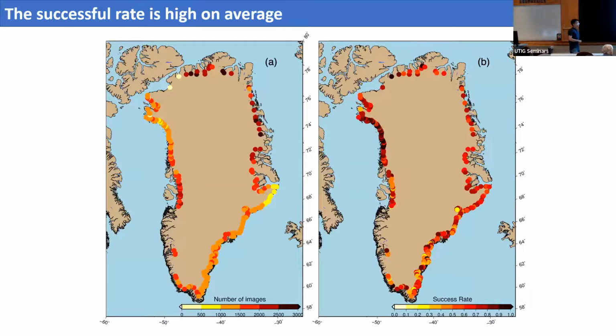And here is another figure showing how successful we are. The left figure shows the number of images over different glaciers. They have spatial variations because the satellite coverage can vary among different places. And over here is the success rate of our method, because we have this screening module. Some of the traces have bad quality and will be detected by it and thrown away. So here's the success rate of each glacier. The darker it is, the higher the value. So overall, our success rate is quite high.